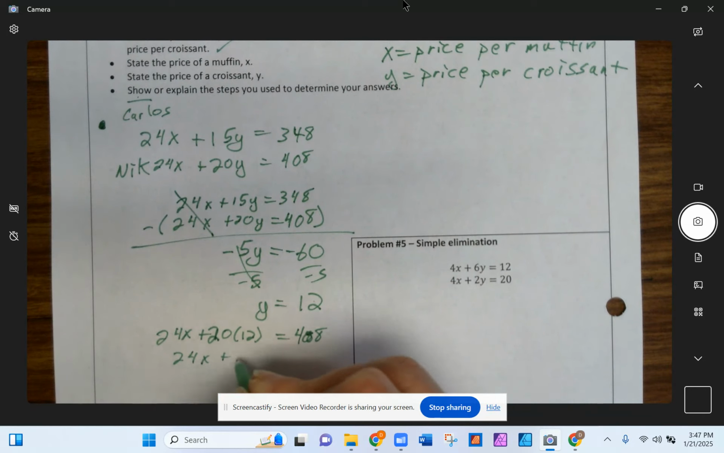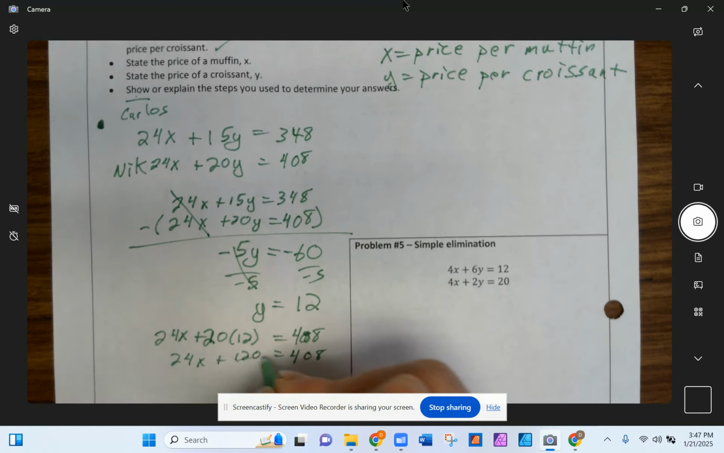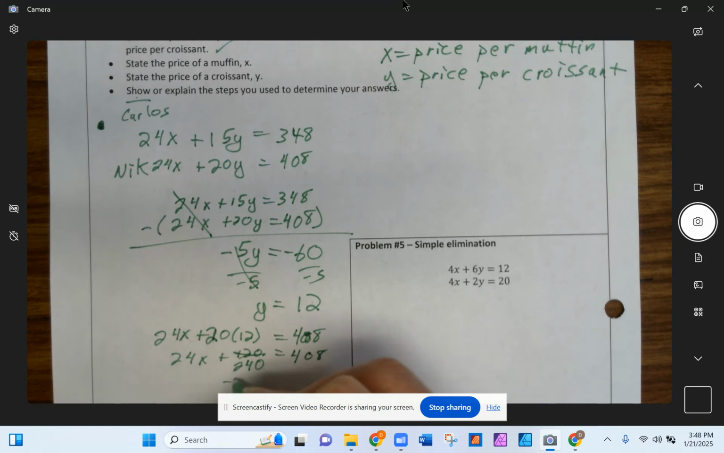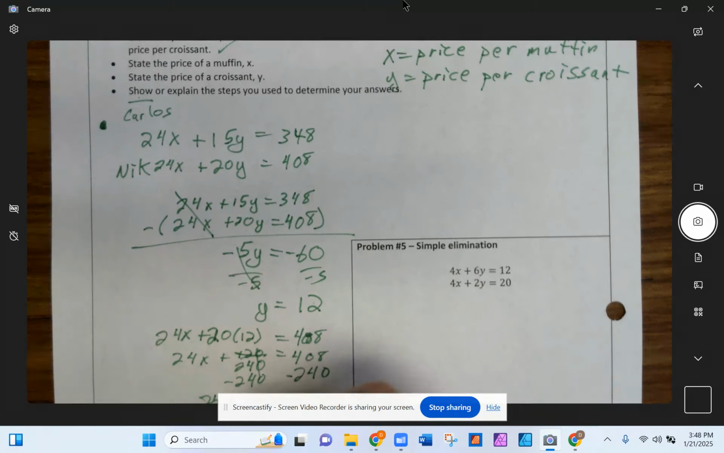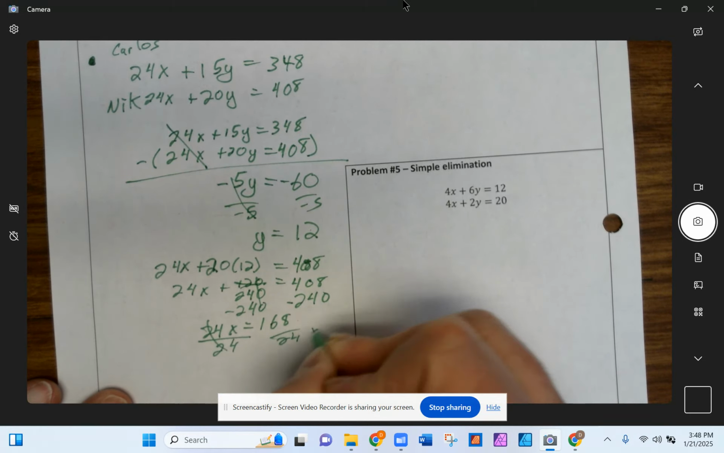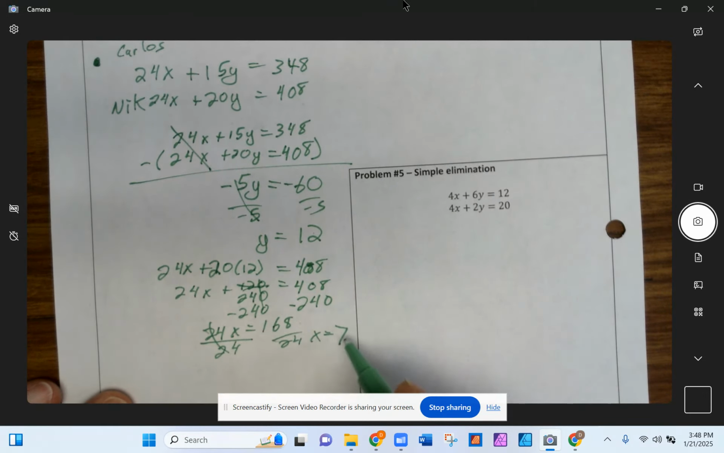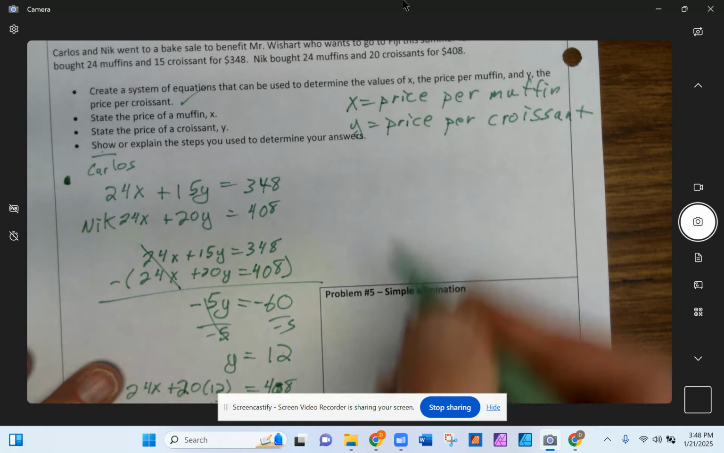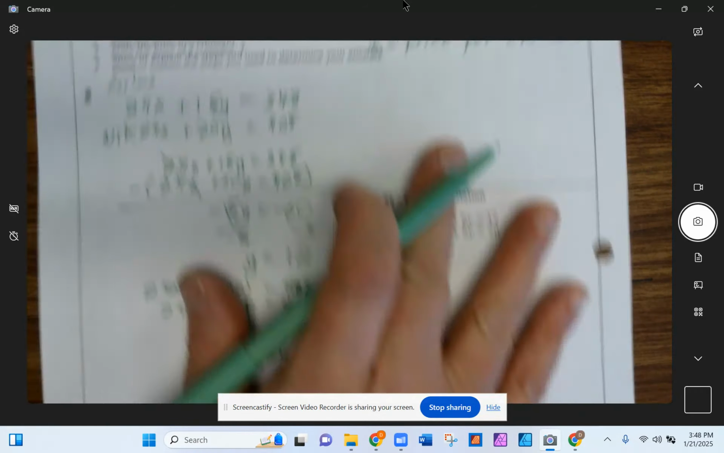24x plus 120 is 408. Is this right? 240, my bad. There we go. So we're going to subtract 240. We end up with 24x equals 168. We divide by 24, and we'll get 7. That's the price of a muffin right there. I know it's muffin because x is price per muffin. I just link those up.